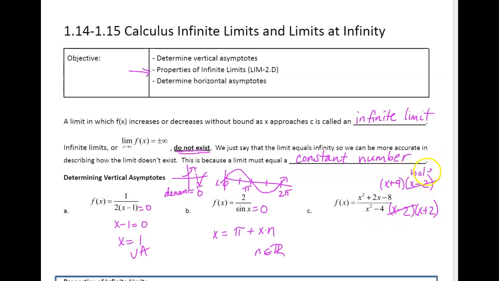So the terms that reduce produce a hole. The denominator that's left produces the vertical asymptote. Okay, see the difference? That's why I mentioned this. So x equals negative 2 is our vertical asymptote. Oops, I didn't write it over here. All right.